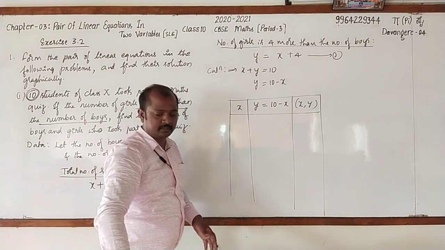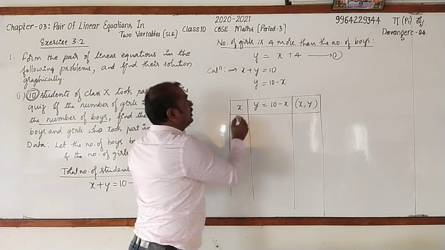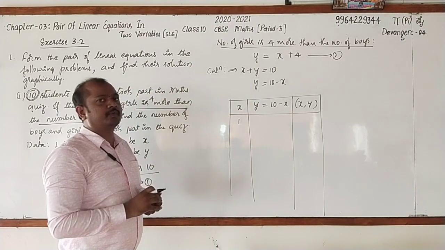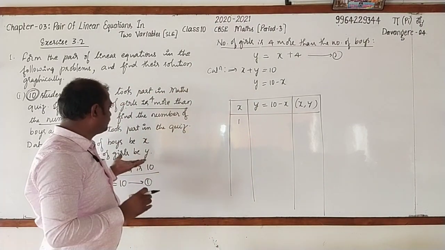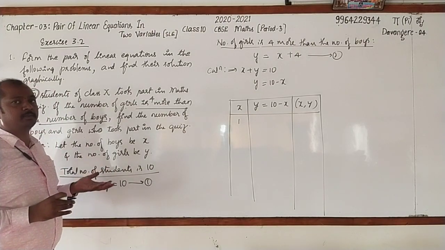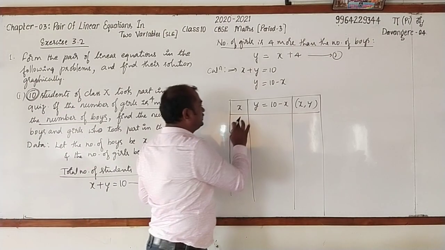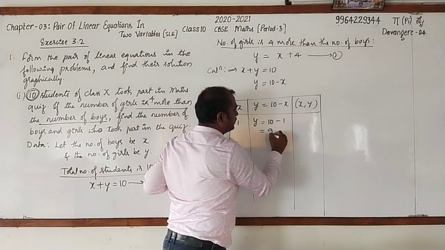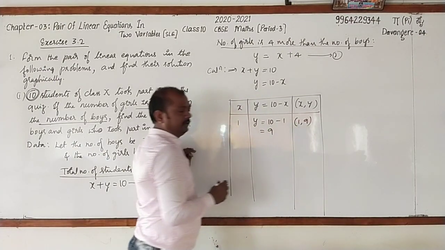Clear? Yes. Observe here. Here I'll go for taking 0, 1. No need to go for taking 0 because they are given some number of boys and some number of girls are there. Hence I start with 1. Y is equal to 10 minus 1. 10 minus 1 is 9. It is 1 comma 9.